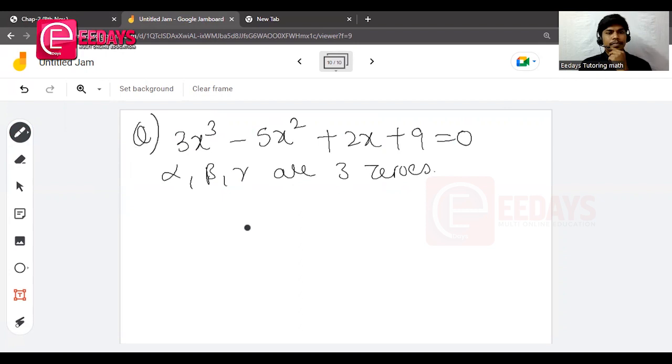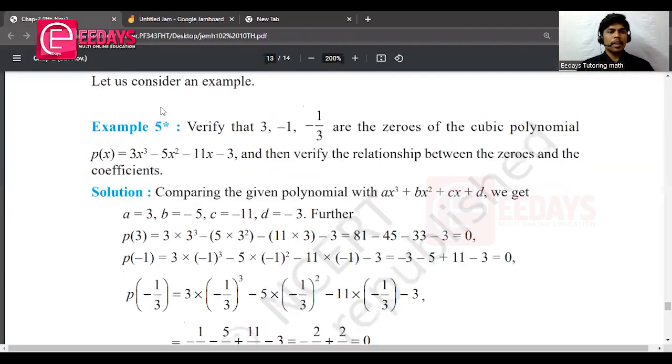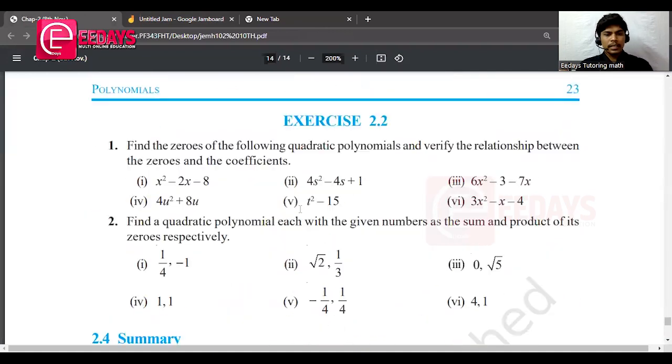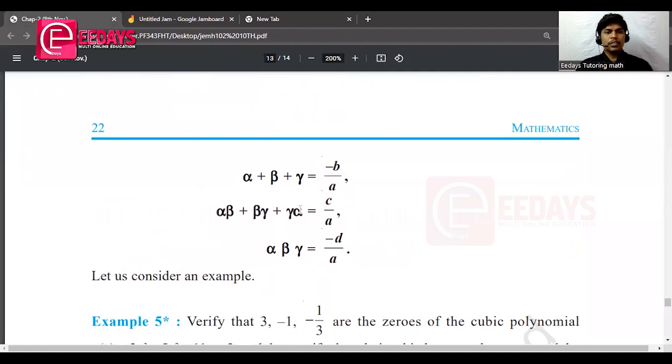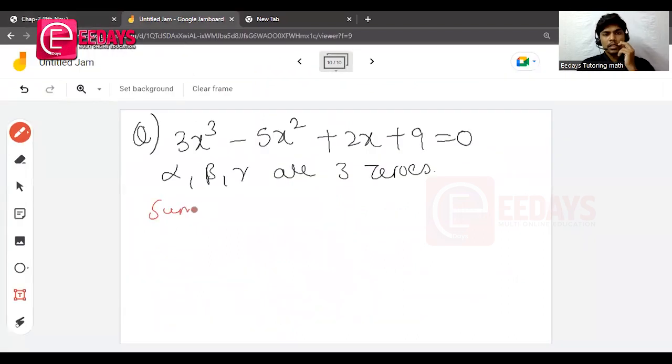How to find the sum, the product and the sum of products? What we have discussed about the sum of zeros: sum of zeros is nothing but alpha plus beta plus gamma. Before solving this, do one thing. Identify what are a, b, c. Compare with the general form, ax cube plus bx square plus cx plus d is equal to 0.